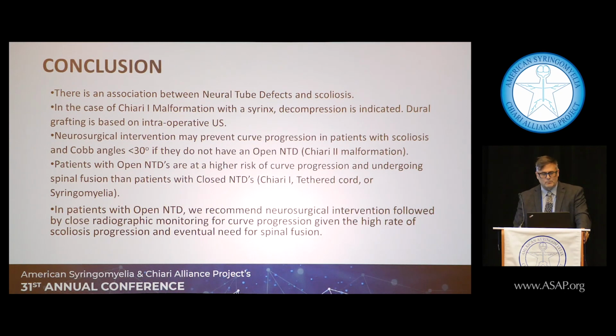Neurosurgical intervention may prevent curve progression in patients with scoliosis and curvatures less than 30 degrees if they don't have an open neural tube defect. Patients with open neural tube defects are at a higher risk for fusion, and I've kind of beaten that to death. In patients with open neural tube defects, we recommend neurosurgical intervention followed by close radiographic follow-up, just because it's very likely they're going to need a fusion. You need to follow them closely.